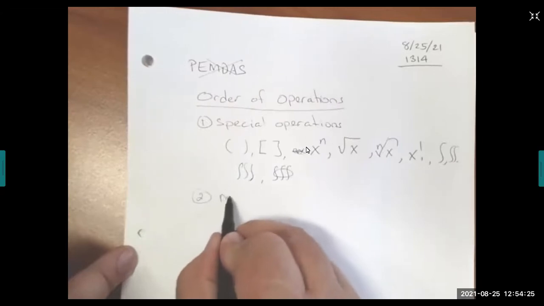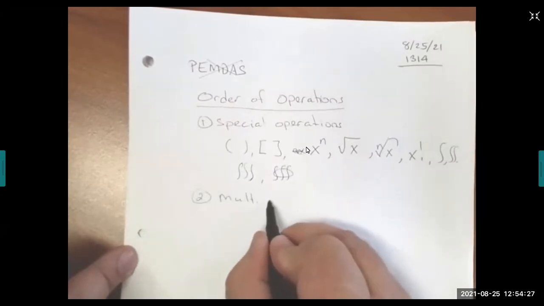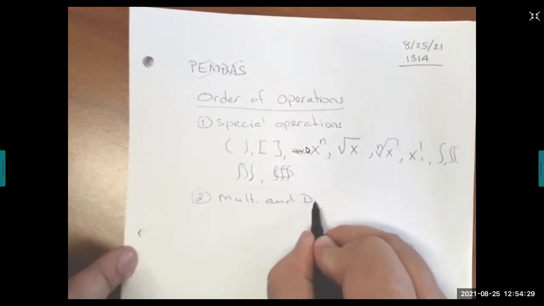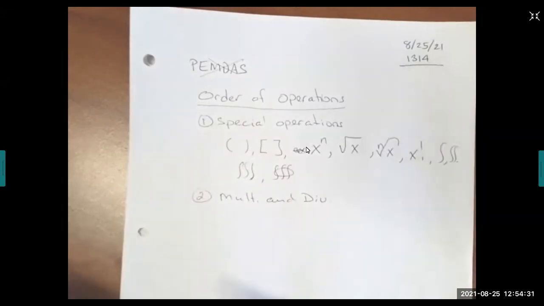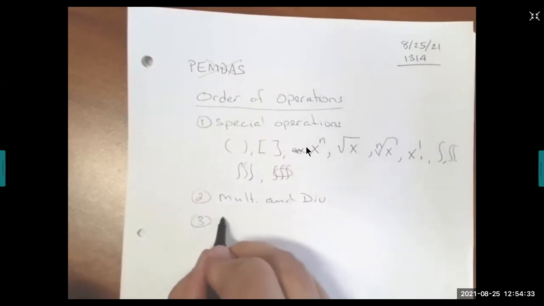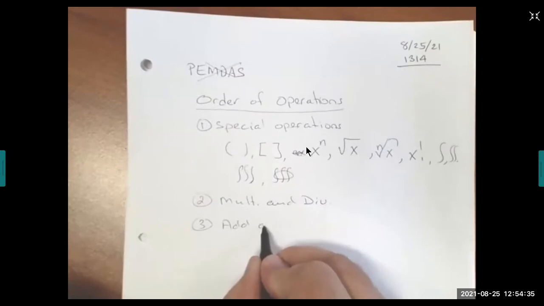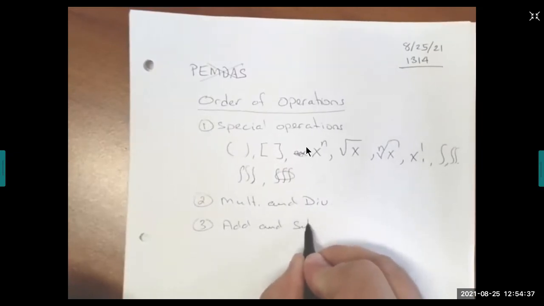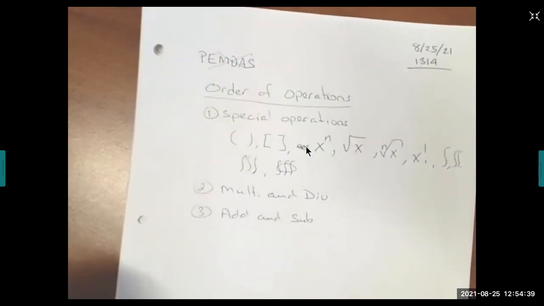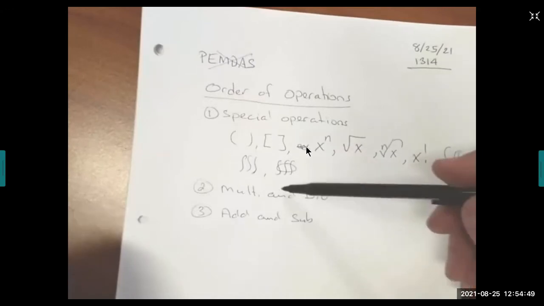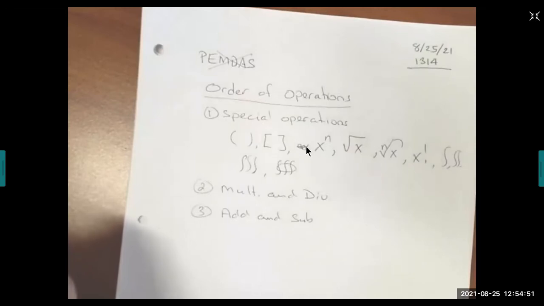Then once you do that, you have multiplication and division. And then finally, we have addition and subtraction. Notice the second and third, multiplication, division, addition, subtraction, they are on the same level of importance. So division doesn't supersede multiplication and vice versa.